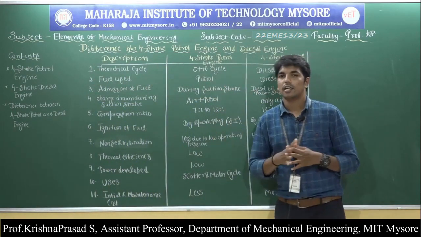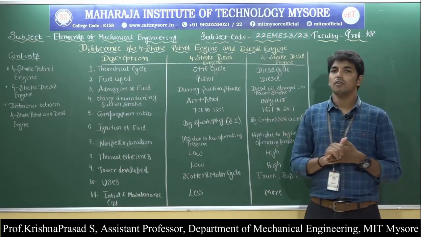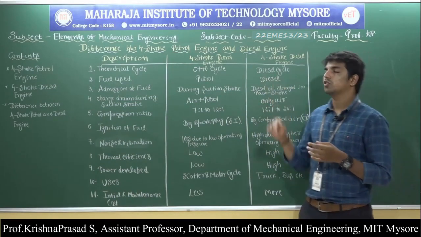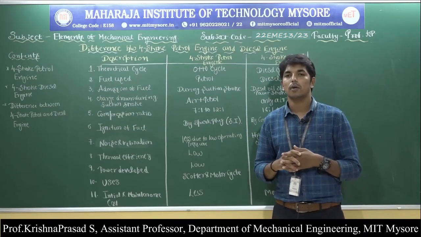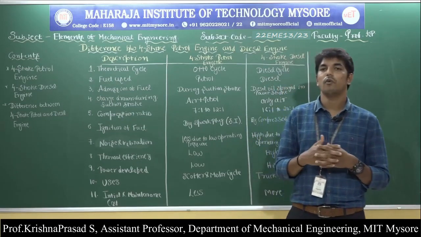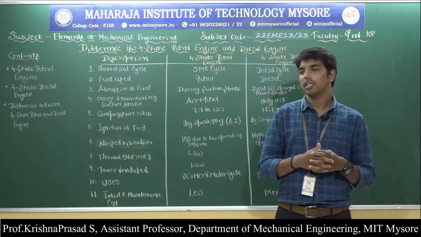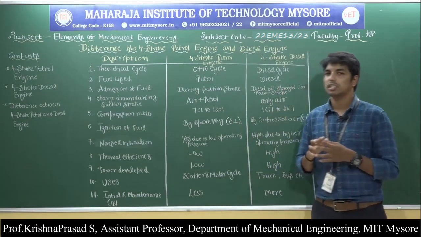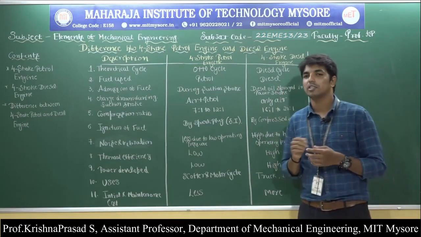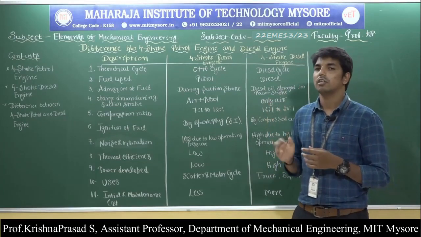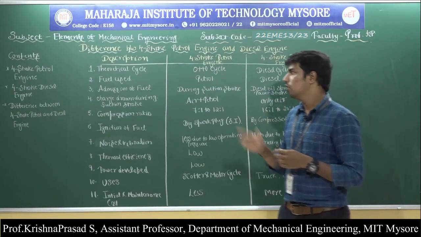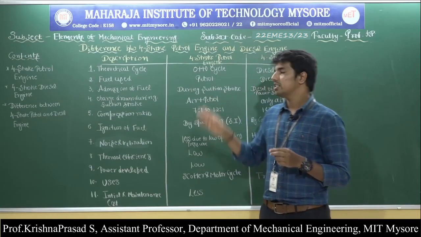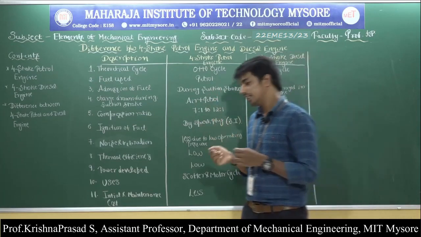First, the theoretical cycle. The theoretical cycle of the 4-stroke petrol engine is also called the Otto cycle. What is meant by the Otto cycle? Here combustion of the fuel takes place at constant volume, then it is called the Otto cycle. Similarly, in the 4-stroke diesel engine, combustion of the fuel takes place at constant pressure, then it is called the diesel cycle. So this is the first difference, based on the thermodynamic or theoretical cycle.